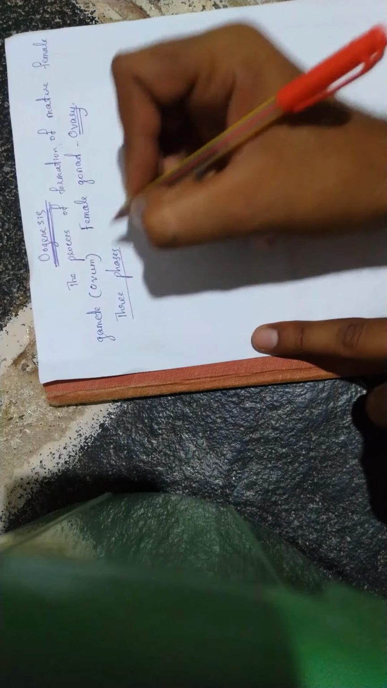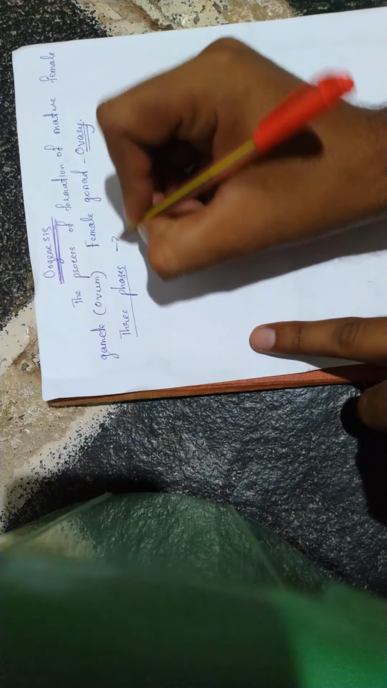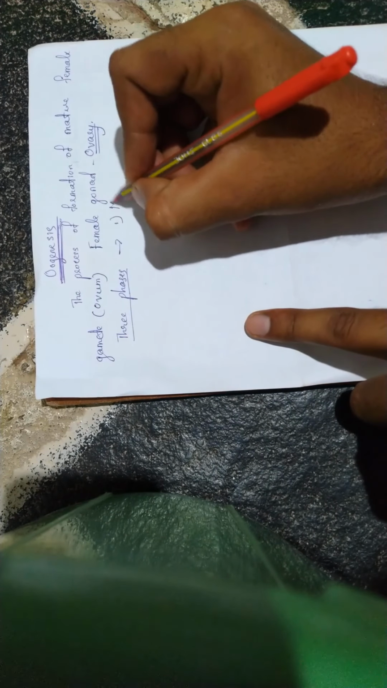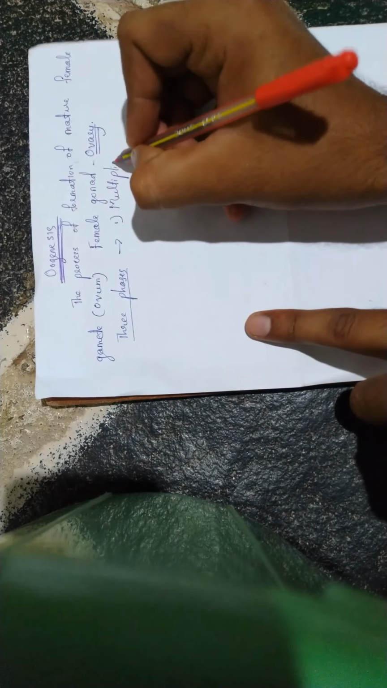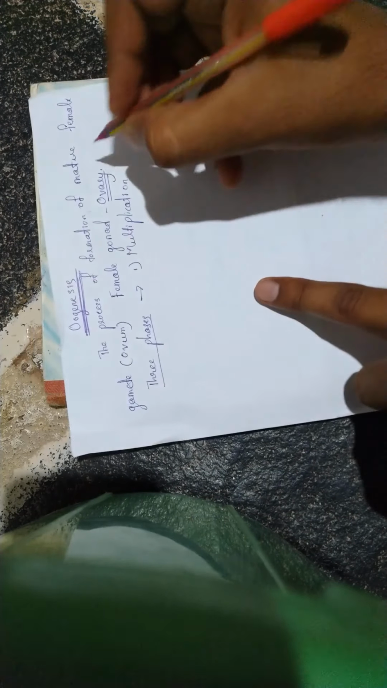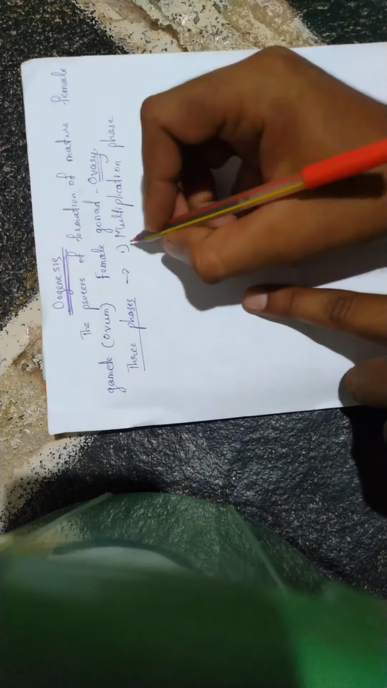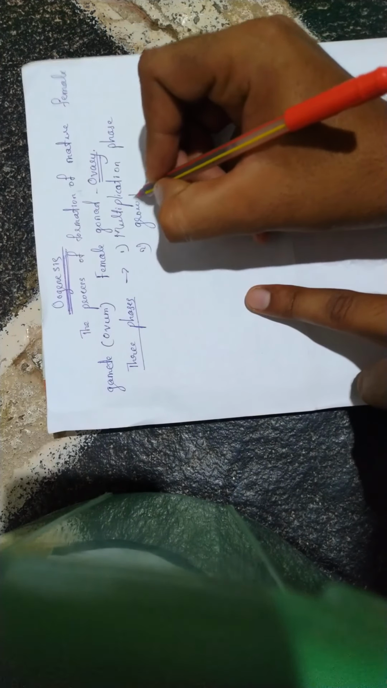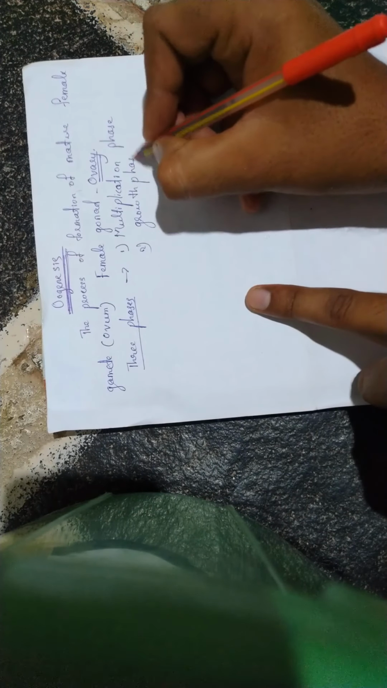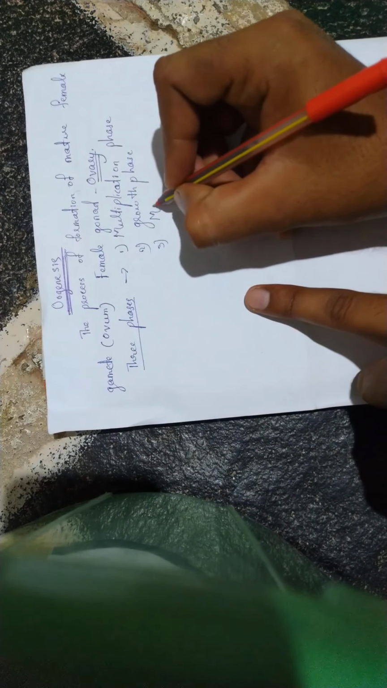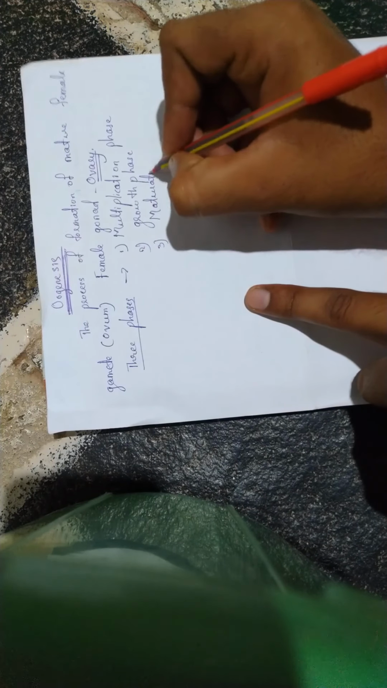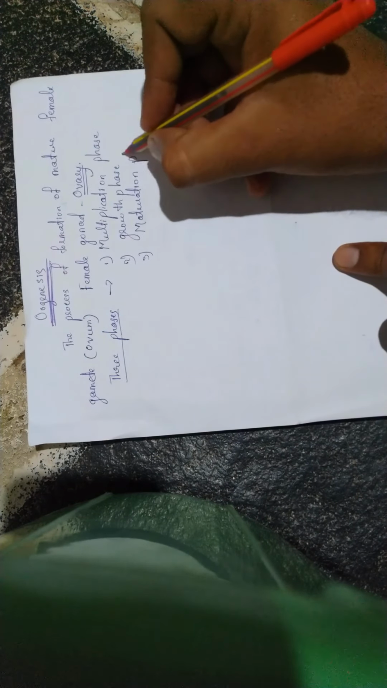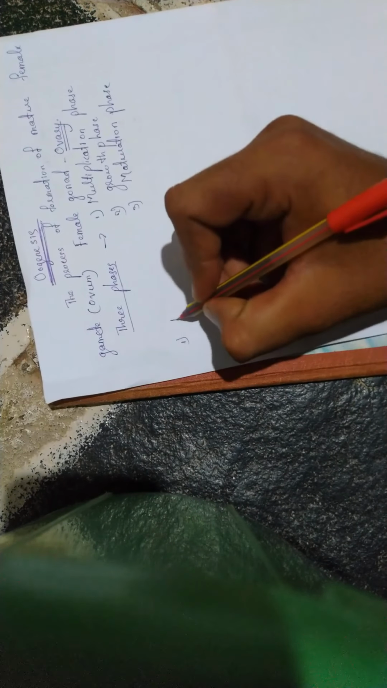What are those? The first one is the multiplication phase. We already discussed these phases in spermatogenesis. Here also, the multiplication phase. The second one is the growth phase, and the third one is the maturation phase.